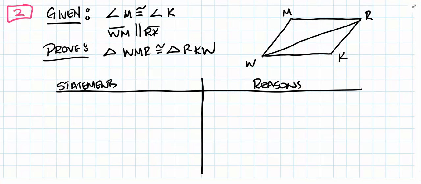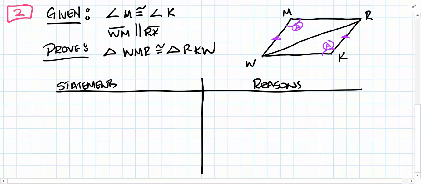Once we have the given set up, we're going to make sure we put everything that we know onto the picture. So what do we know so far? Angle M is congruent to angle K. So this angle here is congruent to that angle there, and that's definitely an angle, so I'll put an A there, because I'm trying to figure out which one I'm going to use. What else do I know? WM are parallel, so I could put this in here and this in here. That's all that I know.